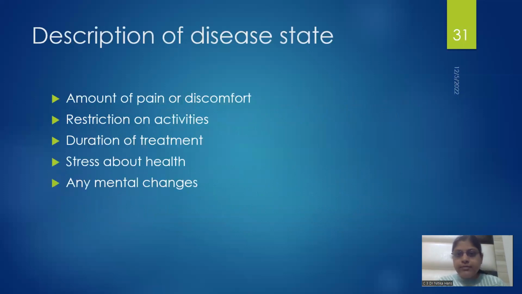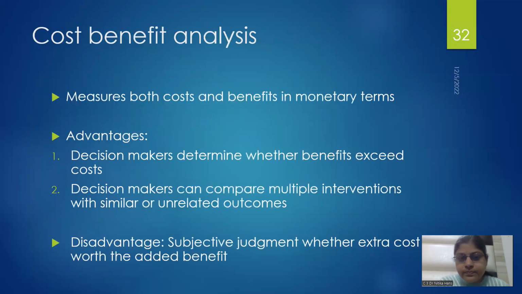The description of the disease stage covers how much pain or discomfort the patient is suffering from, what the restrictions of activities are, what the duration of treatment given is, whether there is stress about health or not, and whether there are any mental changes in the patient or not. This is the description of the disease state.